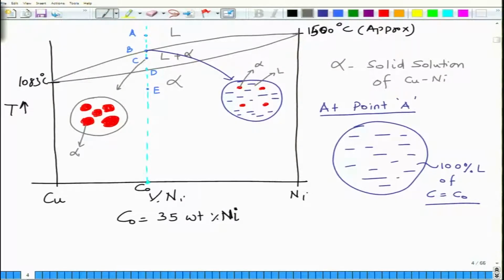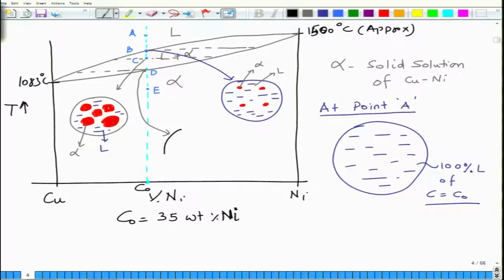This is alpha crystals which have grown bigger and some more have formed, and your liquid phase has decreased in fraction, as you can work out using the lever rule. So you have the liquid phase, and the compositions etc. you can draw by drawing a tie line, which I have explained how to do in the last class. And then we reach point D. So let's now look at point D. Point D is the point which is just above the solidus line.